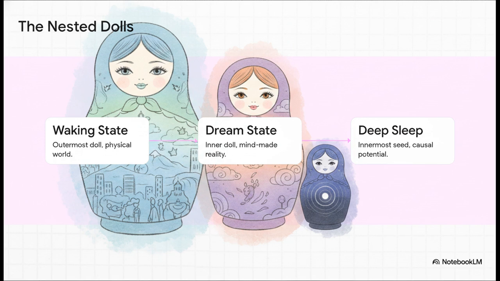Right now, you identify with your physical body, you're moving through space and time. But if we open up that outer doll, inside we find the U state, the mind-made dream world. When you fall asleep tonight, the physical world completely dissolves and this subtler inner reality pops up, built entirely out of your own mental impressions. Now let's open that dream doll. Inside, we find the absolute smallest innermost seed doll, deep sleep, the M state. Here, both the physical and the mental worlds have totally powered down into a blank, unmanifest potential. There are no thoughts, there's no time, it's just peaceful, absolute blankness.